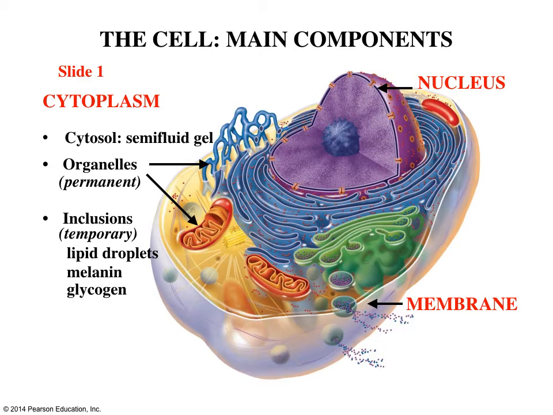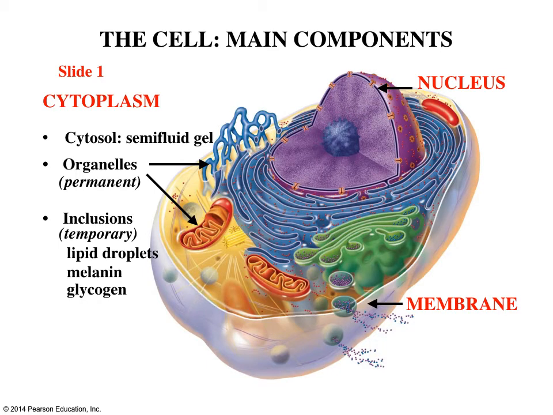And then there's the stuff between the plasma membrane and the nucleus, and that is the cytoplasm, which in turn contains a background semi-fluid gel area that is called the cytosol.